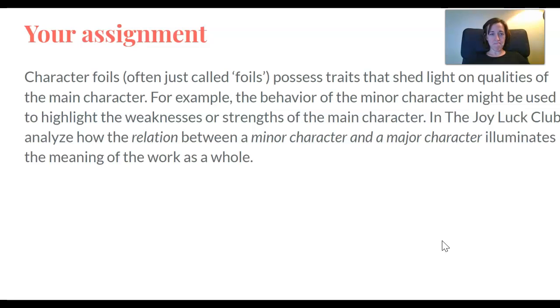So let's see it in context. Here is your assignment. Character foils, often just called foils, possess traits that shed light on qualities of the main character. For example, the behavior of the minor character might be used to highlight the weaknesses or strengths of the main character. In The Joy Luck Club, analyze how the relation between a minor character and a major character illuminates the meaning of the work as a whole.